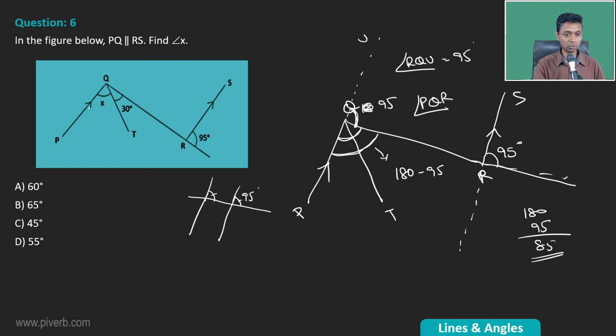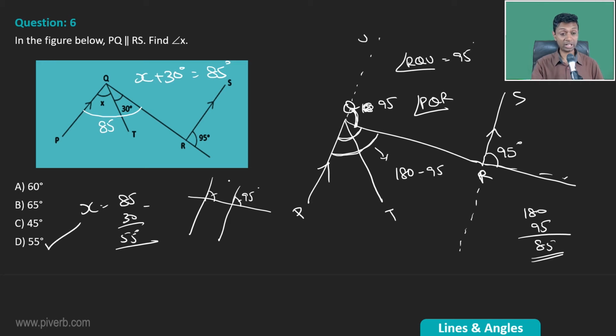Brilliant. So now in this diagram, this whole angle is 85, or X plus 30 degrees is 85 degrees. X is 85 minus 30, 55 degrees. These kind of questions, make sure you identify what the parallel lines are and what the transversal is.